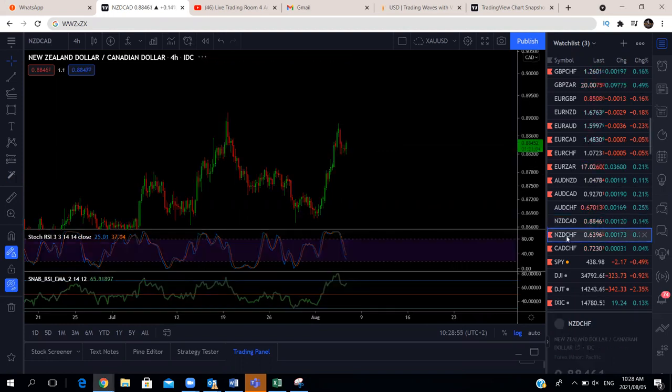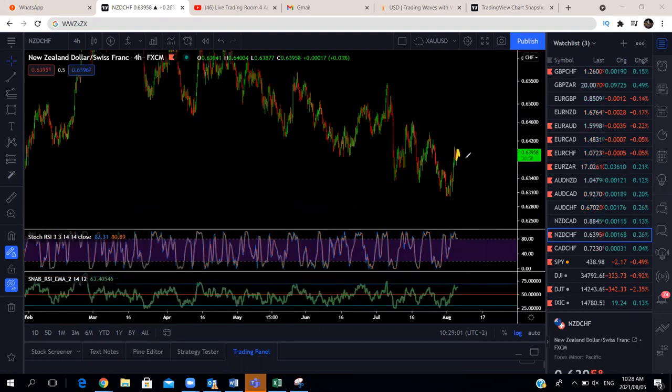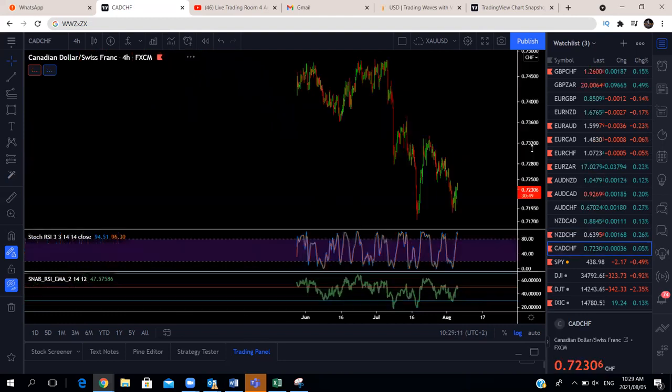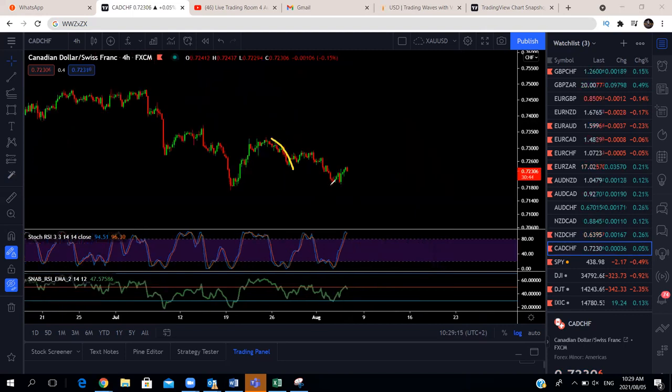New Zealand Chief. Expect upside here, but not necessarily a trade there. CAD Chief, we expected a bounce from this three-wave structure here, but that bounce is not coming aggressively. And if you look at this, that is capping it to the downside. So we're going to expect this to continue to the downside.